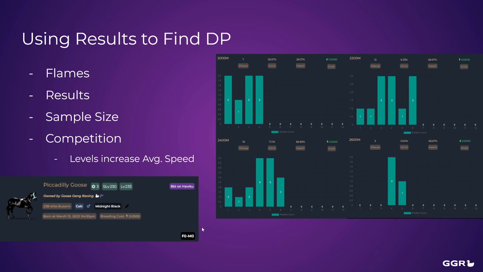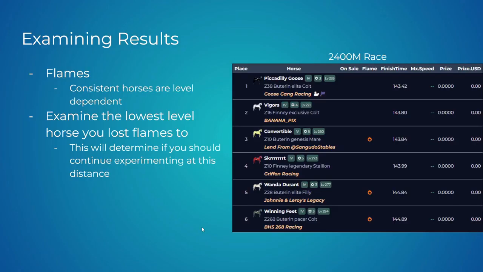So let's dig down further into the results. The first thing you want to do, especially for these double up style horses, is you want to just first check who you lose flames to, if at all. So on this 2,400 meter race, which is one of the only races that I lost flames, I lost flames to a level 260, 277, and 294.